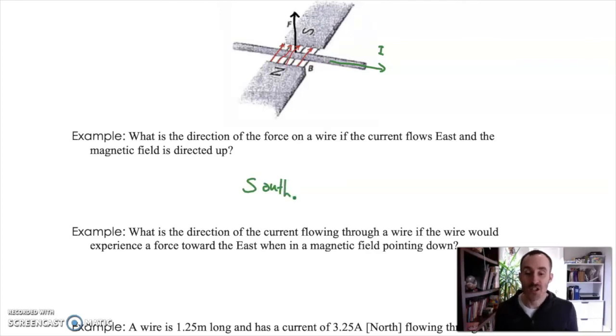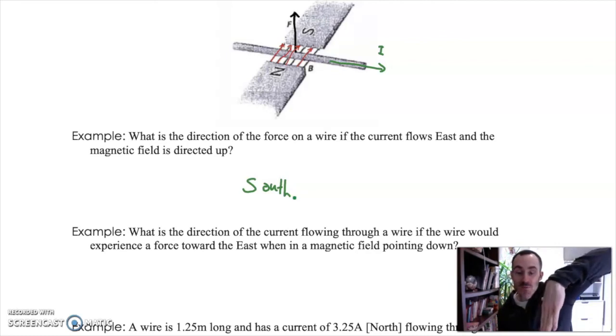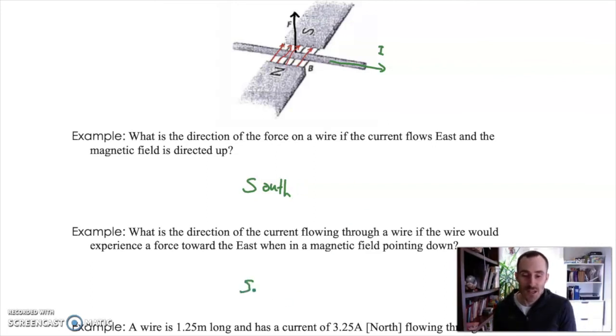Second one, what is the direction of the current flowing through a wire if the wire would experience a force toward the east and a magnetic field pointing down? Now some of these are difficult to do when you're sitting, but this one's okay. So the force is toward the east, so that's toward my right. The magnetic field though should be pointing down, so it's like this. Okay, in that case, the direction of the current should be pointing toward you. That's also south. Okay, so both of these end up being south.